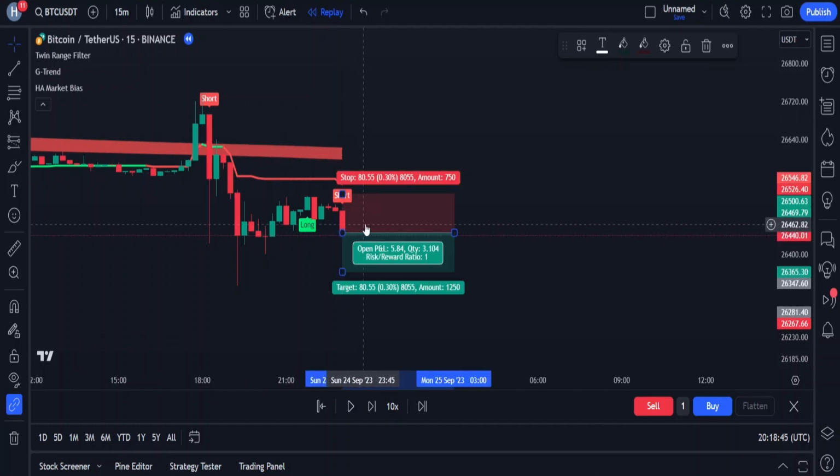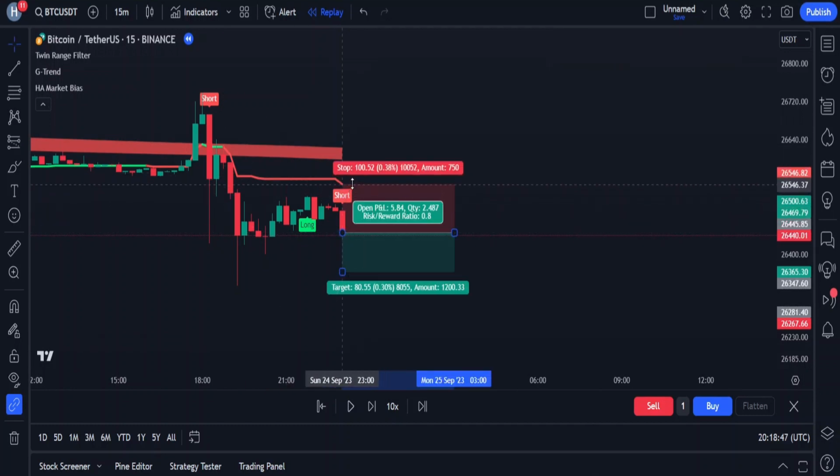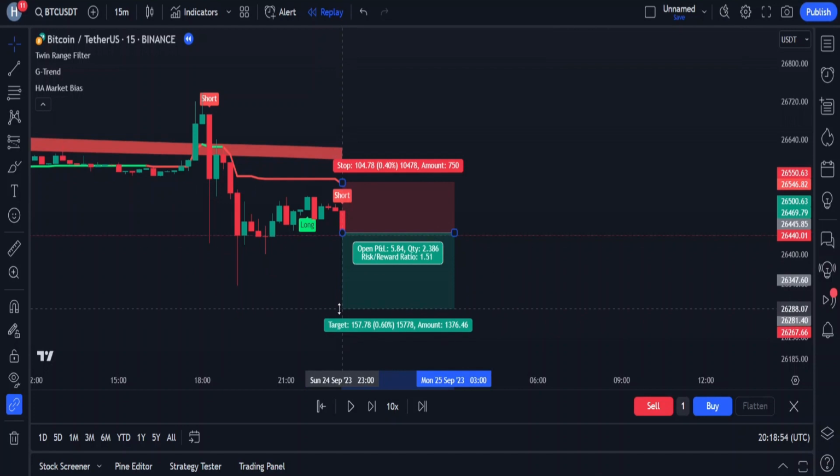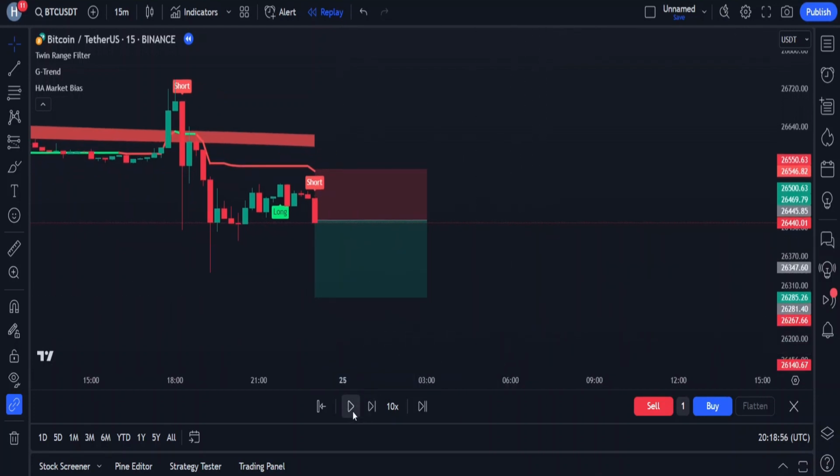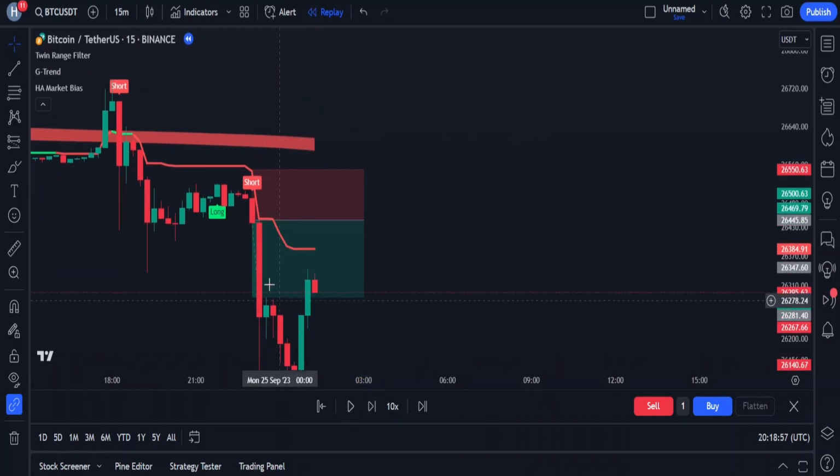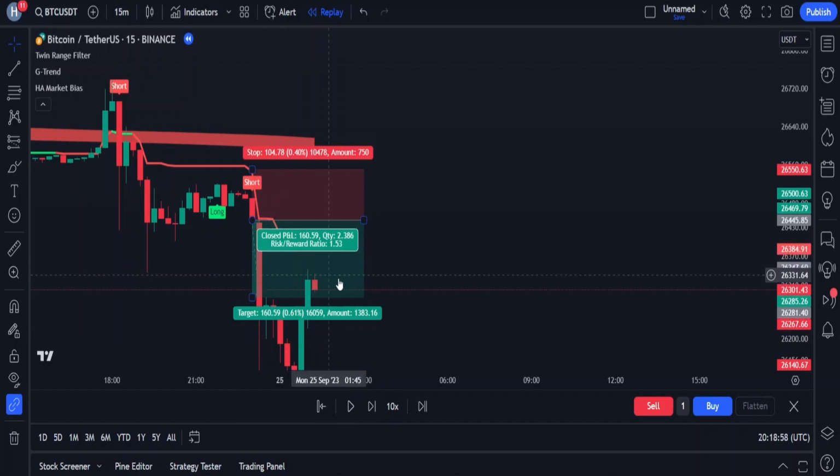So I will open a sell position here. We will use the G Trend indicator line as our stop loss level, which will be right here. And the take profit ratio will be the same as in the buy trade. As you can see, this strategy is incredible and you can gain good profits using this strategy in your trading.